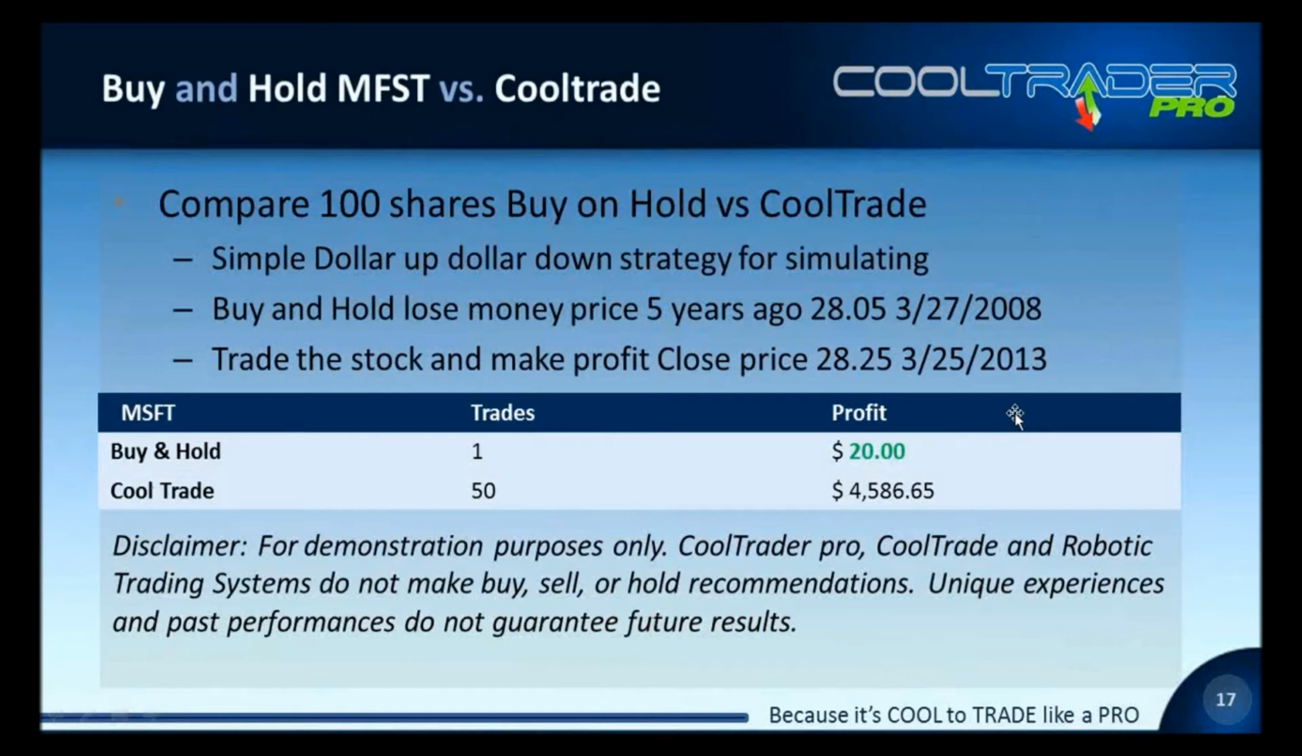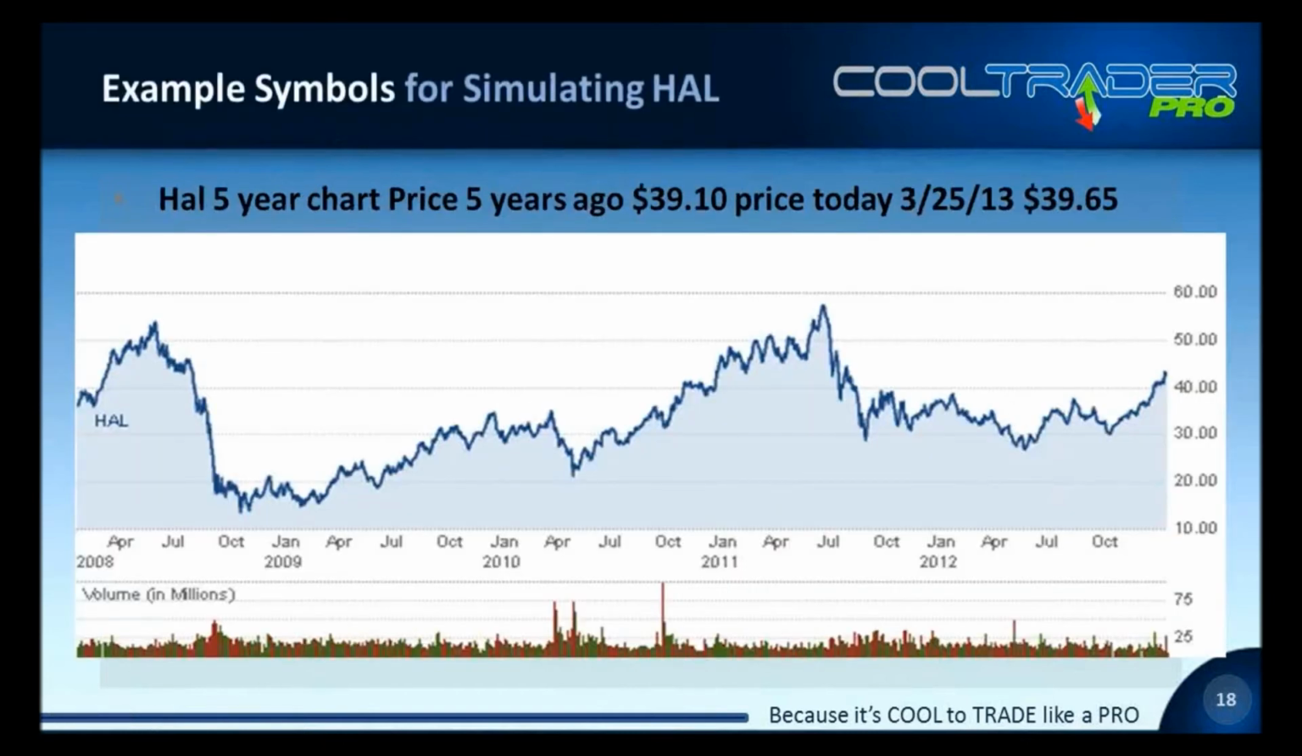So let's look at another one here. This one is Halliburton. This is a 5-year chart. The price 5 years ago was $39.10, and the price on 3/25/13 was $39.65. So from here to here, you didn't make any money. But if you were actively trading the stock and you had the robotic trader doing all of that trading for you, there is a tremendous amount of profit in here.